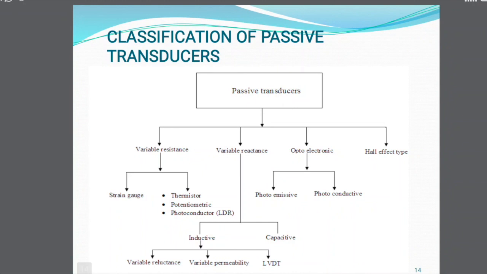Classification of transducer, passive transducer. Variable resistance, variable reactance, optoelectronic, Hall effect type. The variable resistance can again be divided into strain gauge, thermistor, potentiometric, photoconductor. Then variable reactance can again be divided into inductive and capacitive. Inductive transducer is again divided into variable reactance, variable permeability, LVDT. Optoelectronic transducer can be divided into photoemissive, photoconductive.